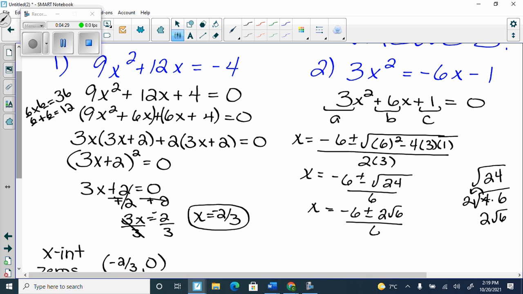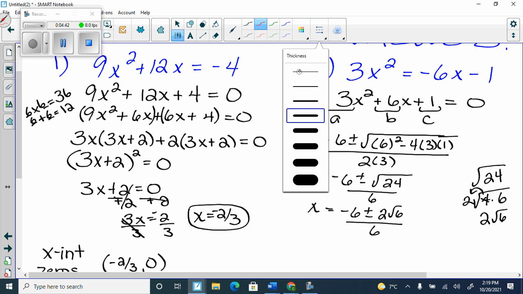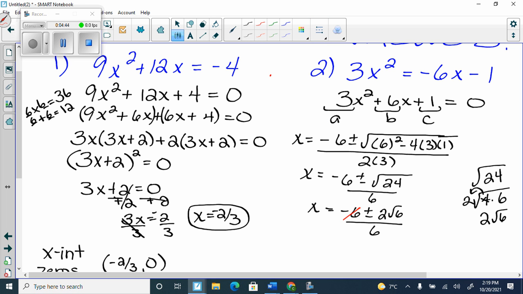Am I done? No. It's a 3-for-1 special, right? So if you can take something out of all 3 of them, you do. If you can't, you don't. You're done. But I can, so I'm not done. I can take a 2 out of this one, and I get negative 3. When you're taking it out, it's division. 2 divided by 2 is 1. 6 divided by 2 is 3. So we're going to get x equals negative 3 plus or minus root 6 all over 3.